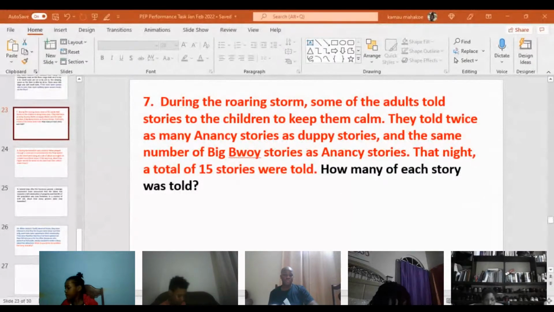Okay, so how many of each story was told? Madison? I have the answer. Three Duppy stories, six Anansi, and six Big Boy stories. Okay, method, please.